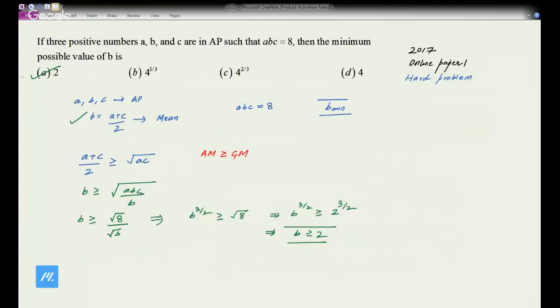Got it, guys? Any problems here? Some people are saying that the answer is B, but the answer is not B, the answer is 2. And please remember this question and this inequality. This comes in handy at times.